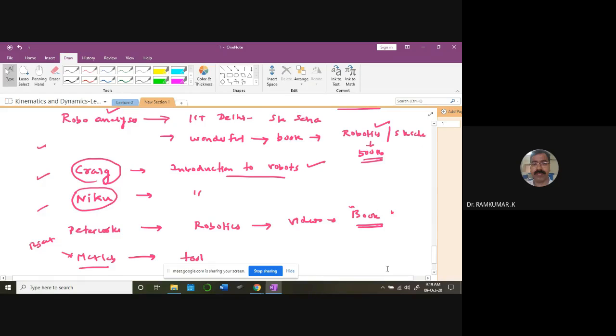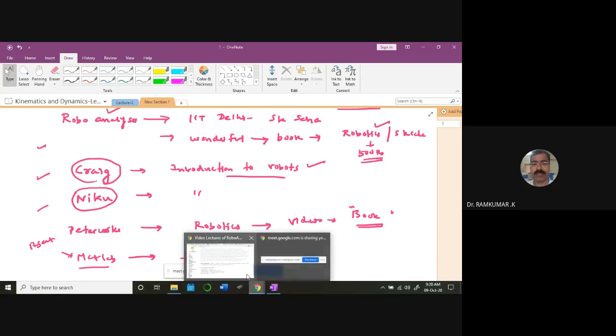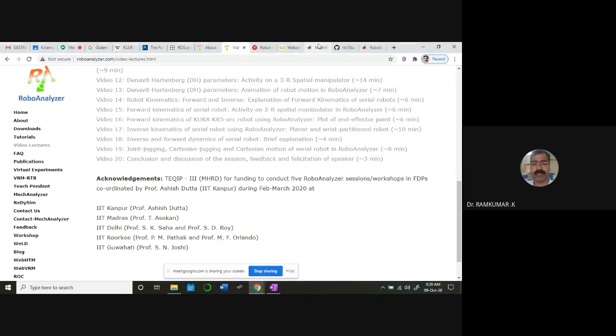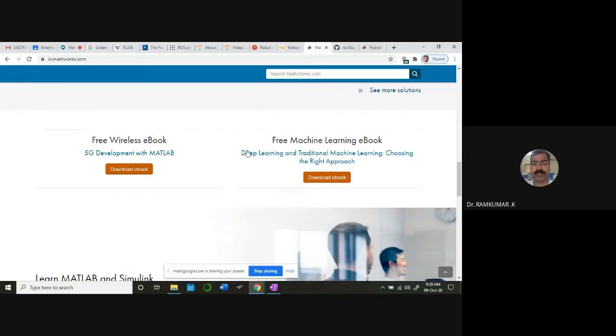Our university has a full licensed version. So maybe you can go to mathworks.com. This is a website. How many of you are using MATLAB in this class?